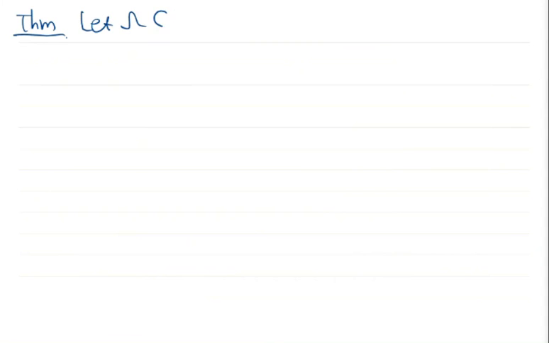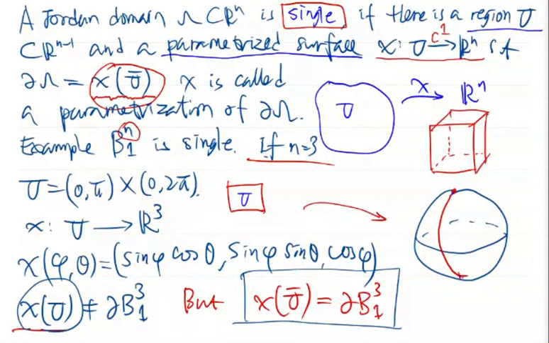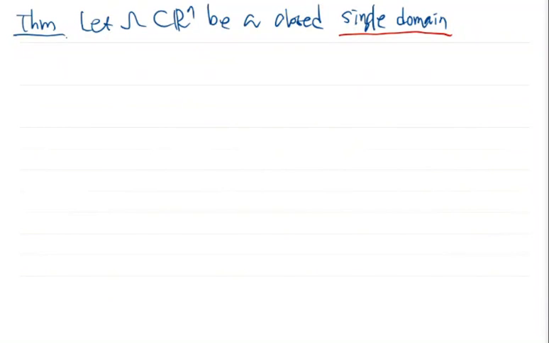Let omega be a closed single domain. Single domain is the concept we just introduced. That is, the boundary of the domain is a single parametric surface. It's almost a single surface. Okay, so this is the single domain, with a parametrization.